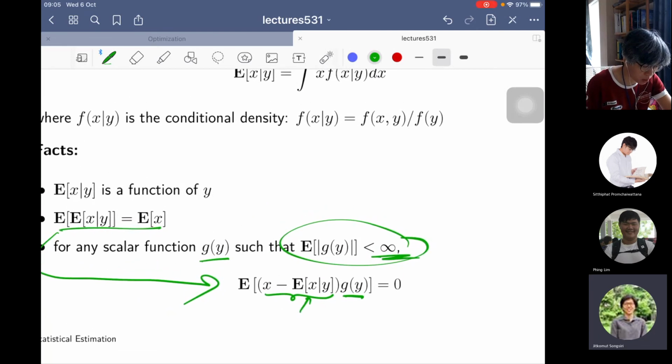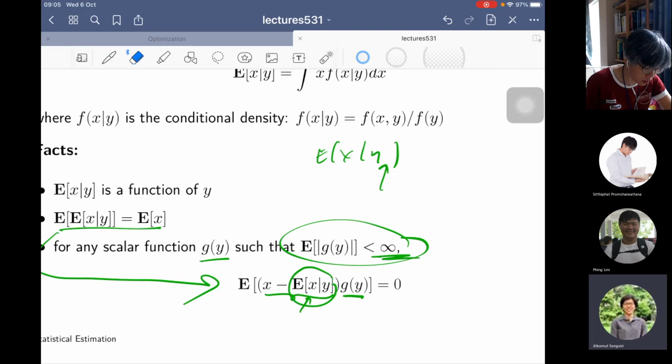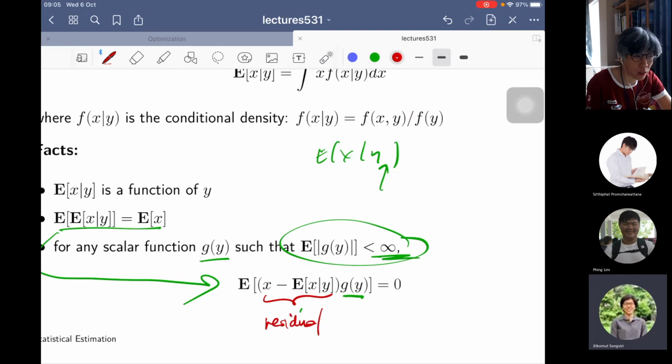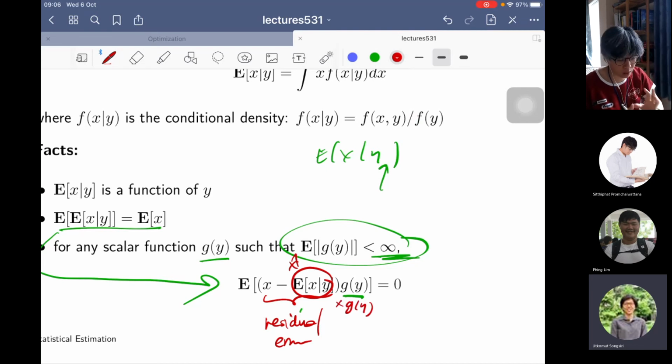The interpretation of this equation is the following. Think about y as a measurement, as the data, the observations. The conditional mean of x given y is the best way of estimating x in the situation where y is given. When you subtract this conditional mean from x, this is like a residual, a residual error when you try to use this as an x hat, when you try to use data or observations of y in order to predict x. And that is the residual error. So residual error times g(y), this is a way to interpret the formula.